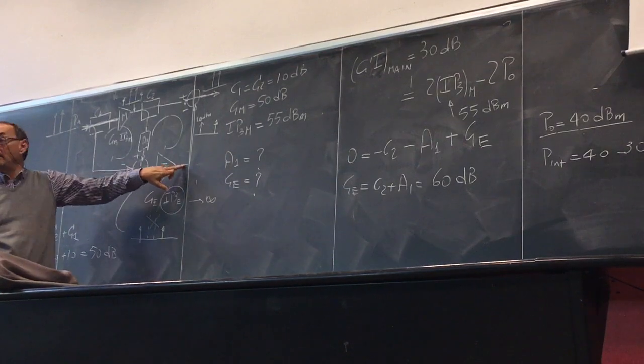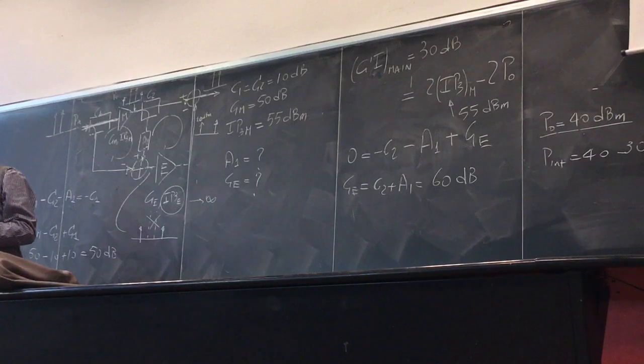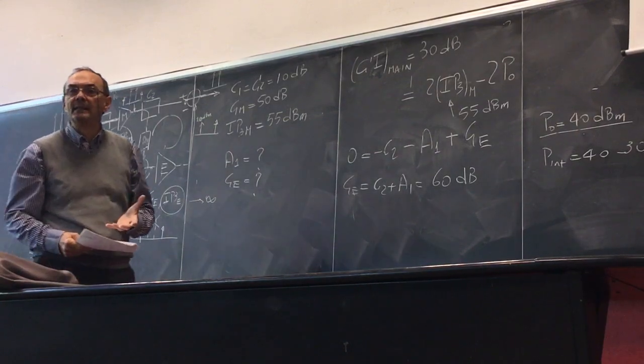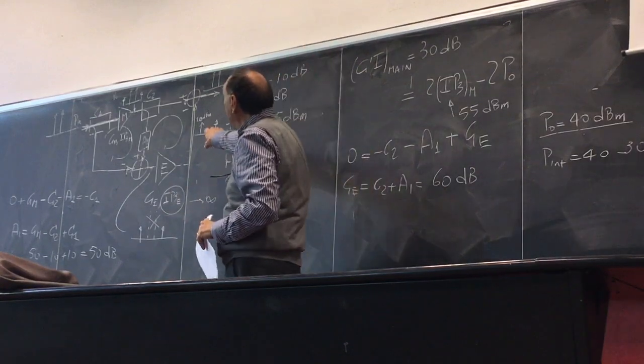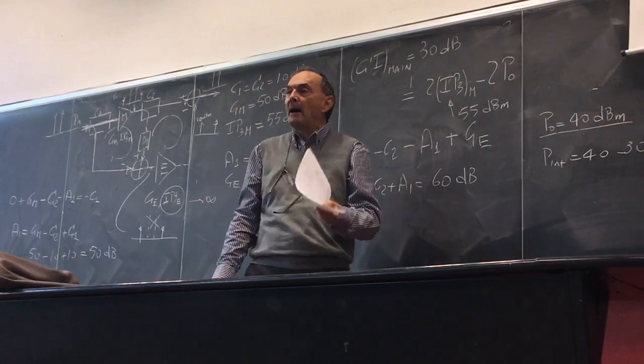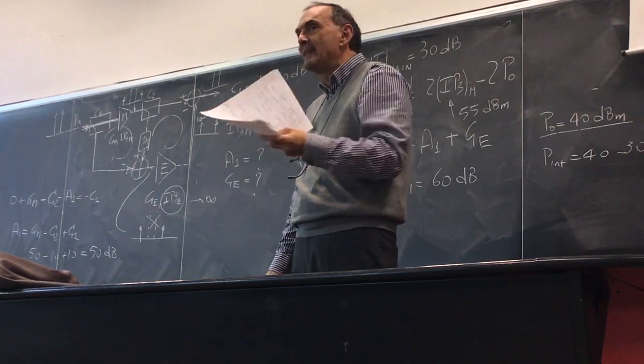This is the power at this point. The problem is asking for the average power. What is the average power? If you know that the power in each line is 10 dBm, the average power will be twice, and then what is the number in dBm?